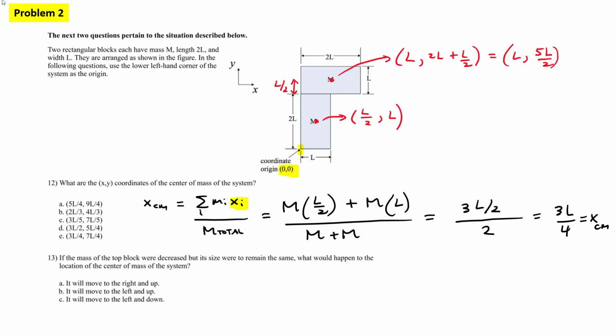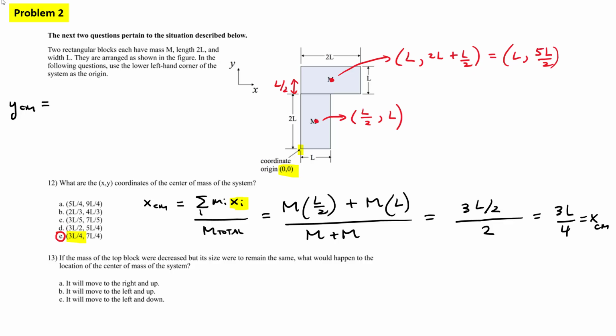You can see right away that 3L over 4 corresponds to choice E. There are no other 3Ls over 4, so really, we're actually done with the problem here. We don't have to go any further if this was a multiple choice problem. But let's go ahead. We also want to maybe calculate what the Y center of mass position is.